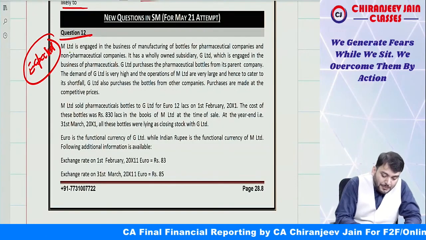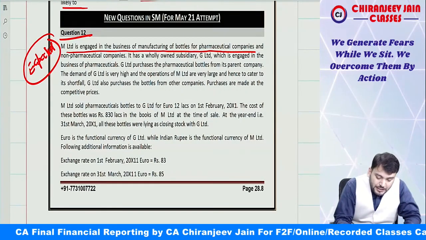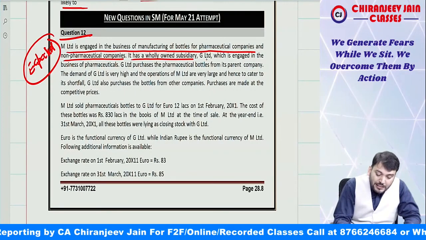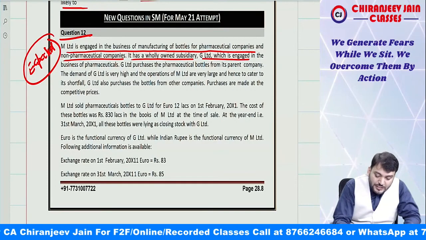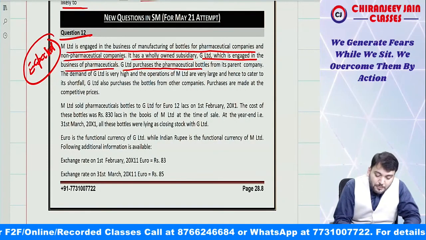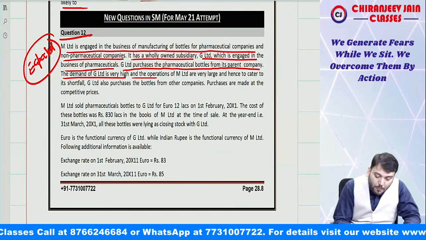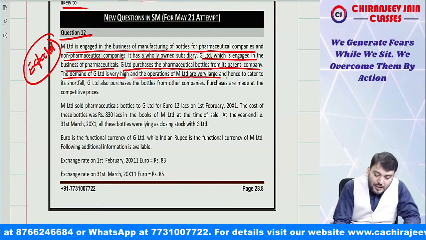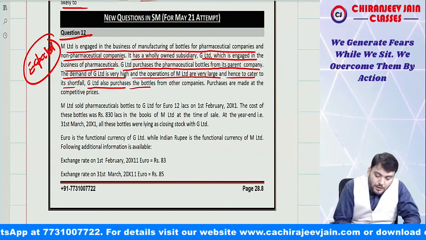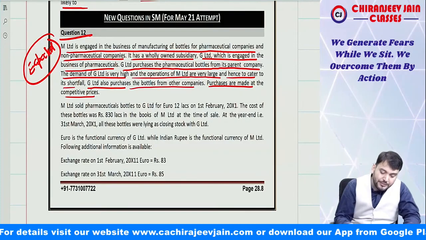Now what they said. M Limited is engaged in the business of manufacturing bottles for pharmaceutical companies and non-pharmaceutical companies. It is a wholly owned subsidiary. It has a wholly owned subsidiary G Limited, which is engaged in the business of pharmaceuticals. G Limited purchased the pharmaceutical bottles from the parent company. The demand of G Limited is very high and the operations of M Limited are very large. Hence, to cater to the shortfall, G Limited purchased bottles from other companies also. Purchases are made at competitive prices. Correct.